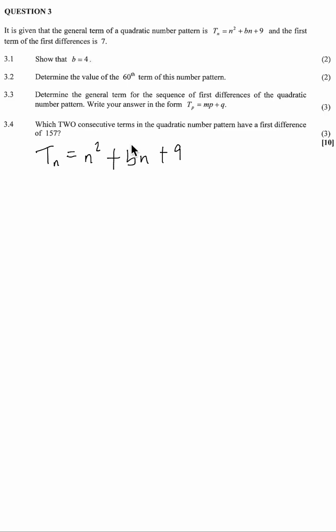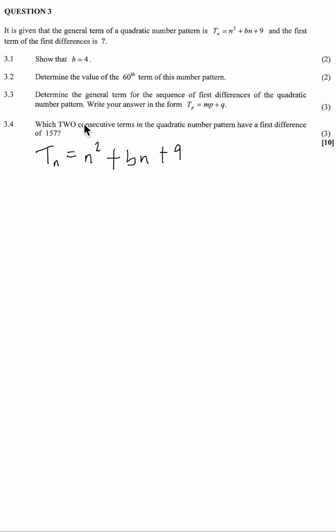And then they also gave us that the first term of the first difference is 7. So we want to show that b is equal to 4. So we have the general term of our quadratic number pattern. It's represented by this little equation right here, or formula.